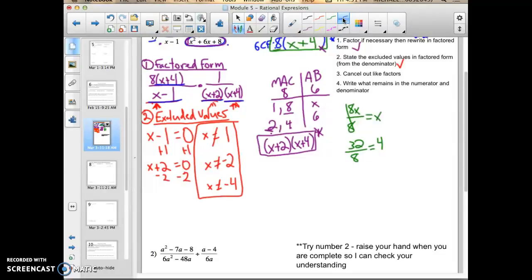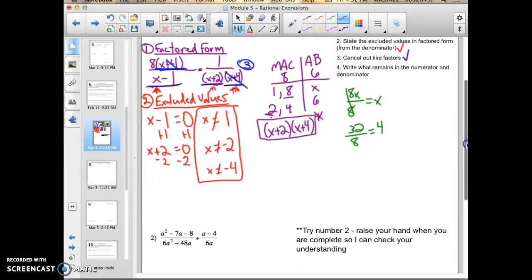If a factor exists on the top and the bottom, I can cancel it out, because technically you're dividing it by itself, and anytime you divide it by itself, it equals 1. And I can say it cancels out, or I can write 1, but you don't necessarily have to do that. So in this case, x plus 4 on the top and bottom cancel out. There is nothing else in common on the top and the bottom, or in the numerator and the denominator. So I am done canceling out like factors. This was step 3, canceling out like factors.